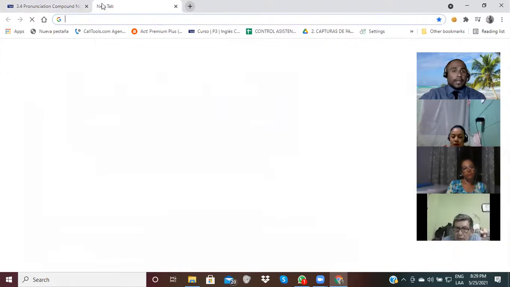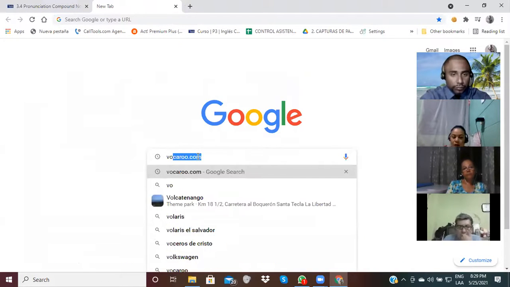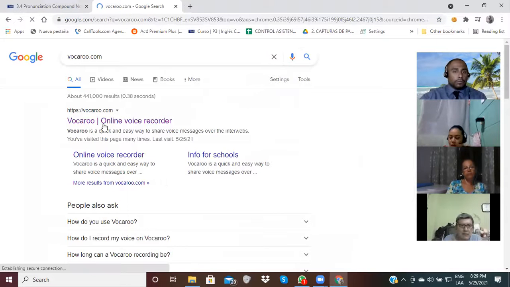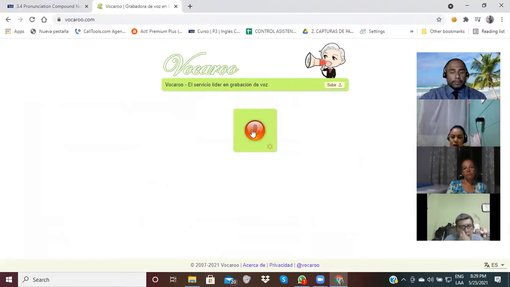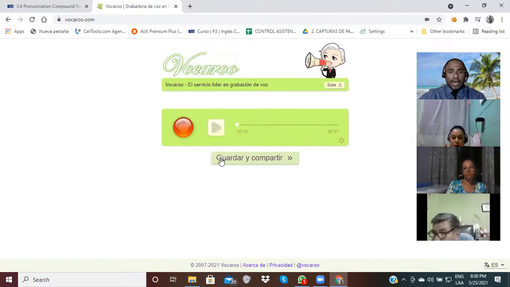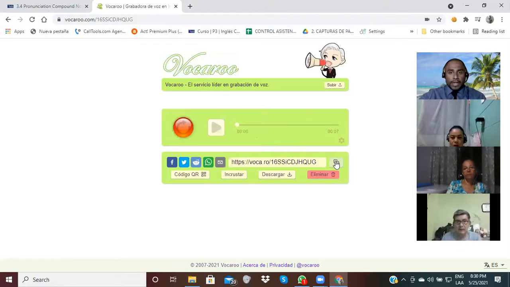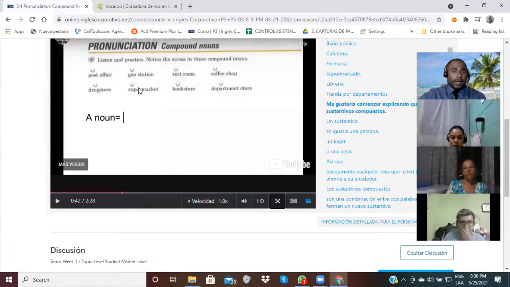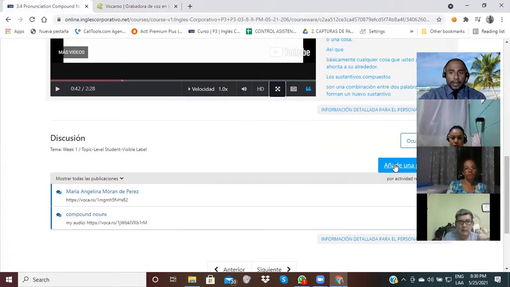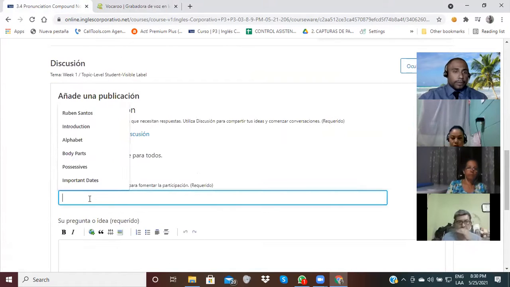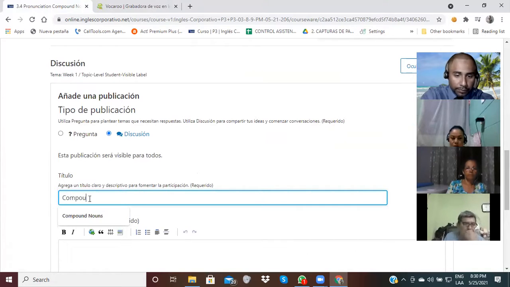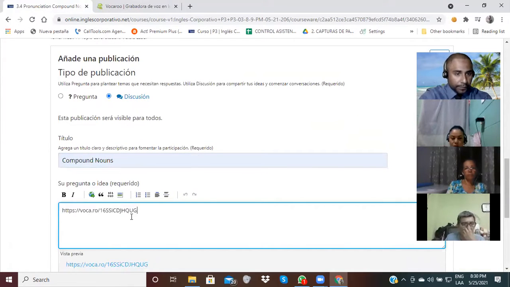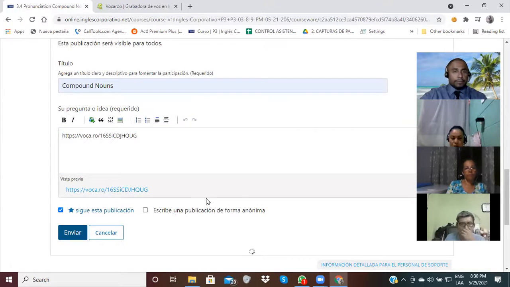y las va a hacer en la plataforma vocaroo.com. Like this. Bookstore, supermarket, drugstore. Cuando termine, va a ir y dice guardar y compartir. Va a copiar el link y lo va a escribir donde dice añade una publicación y va a poner acá compound nouns y lo va a pegar aquí y de allí enviar. Any questions?